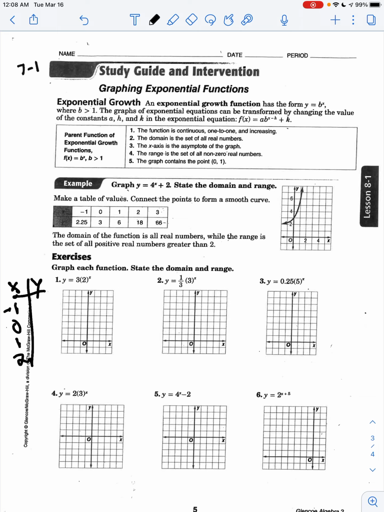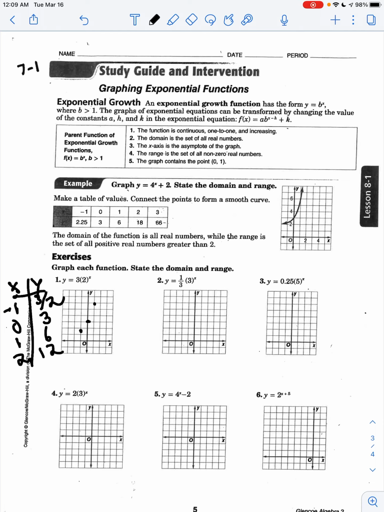For instance, if I plug in -1 for the power, 2 to the negative first is 1/2, times 3 would be 3/2. If I plug in 0, 2 to the 0 is 1, times 3 is 3. If I plug in 1, 2 to the first is 2, times 3 is 6. And if I plug in 2, 2 to the second is 4, times 3 is 12. Obviously, I'm not going to graph all those points, but -1, 1.5 would be right there. 0, 3, right there, 1, 6, right there.